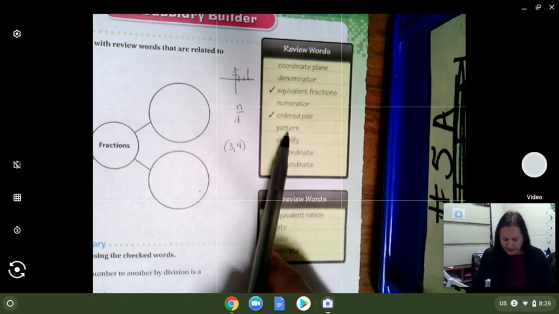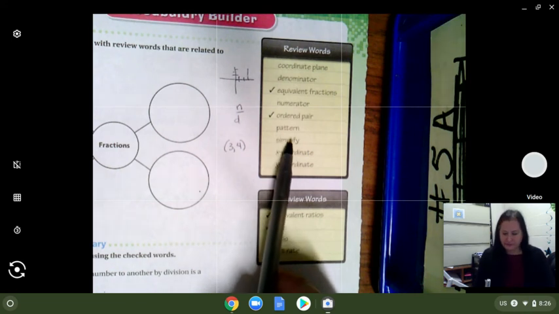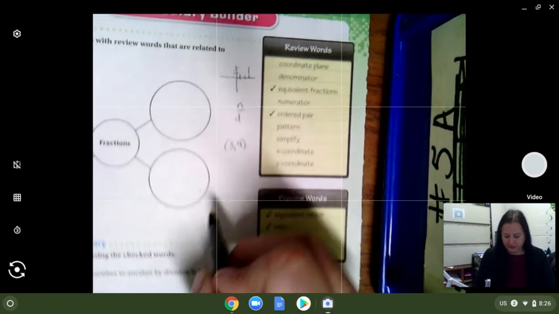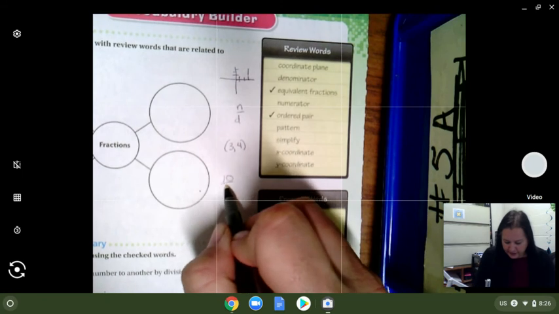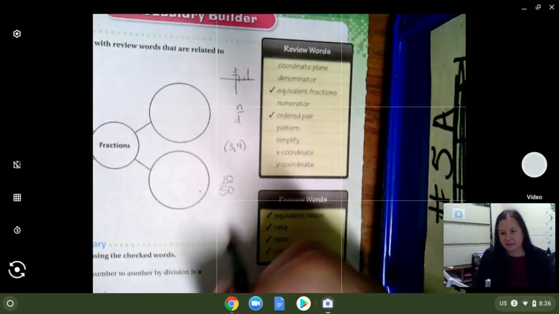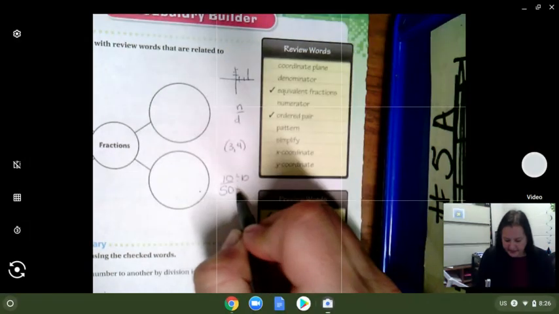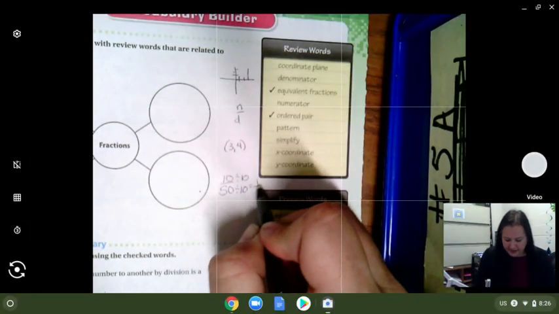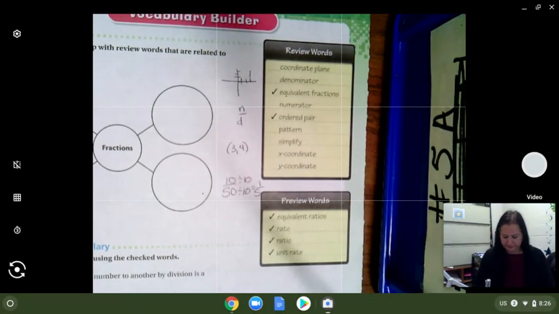We have patterns, which we just found in the pattern when we were subtracting the 50. You're looking for patterns, what's happening over and over to the sequence of numbers, and then you continue that pattern. And then simplify, which we've been learning a lot about simplifying. When you have a number on the top and the bottom that can be divided by the same number, this one can be divided by 10, you can simplify that fraction.